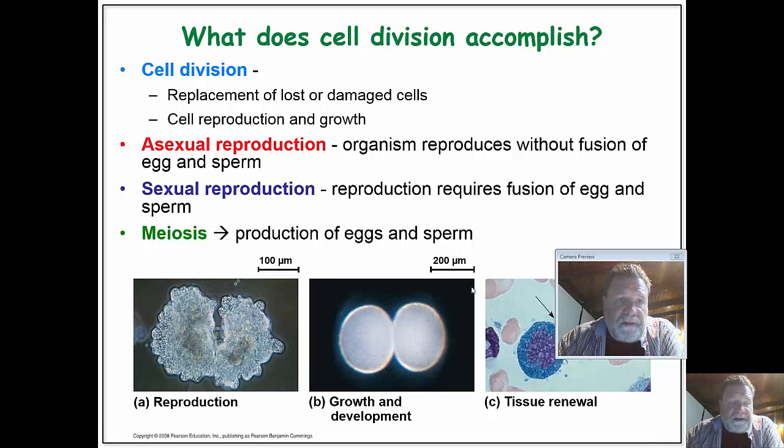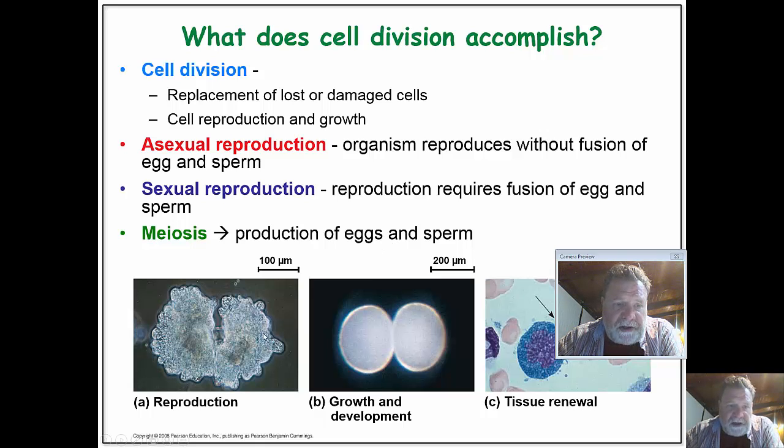What does cell division do for you? Cell division replaces lost or damaged cells. It's involved in reproduction and growth. Asexual reproduction is where an organism reproduces without the fusion of egg and sperm. You're making clones of one another. During sexual reproduction, you require a fusion of two different gametes, egg and sperm. Meiosis is the production of egg and sperm.